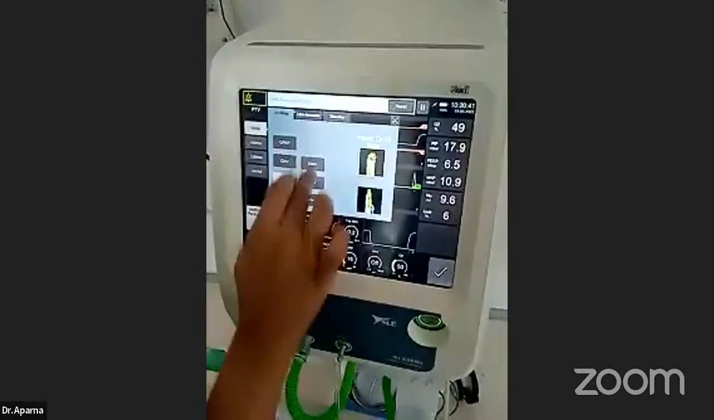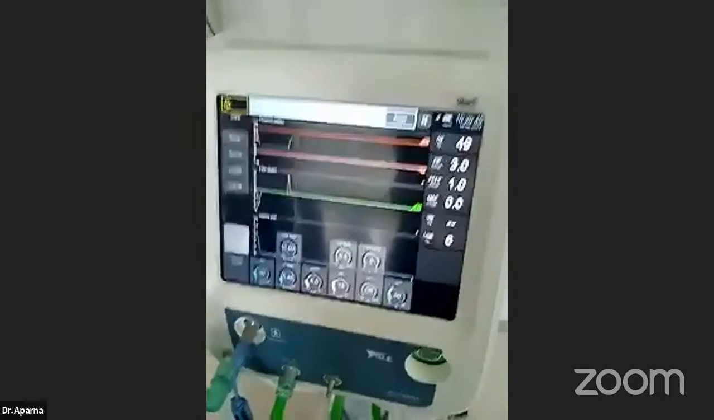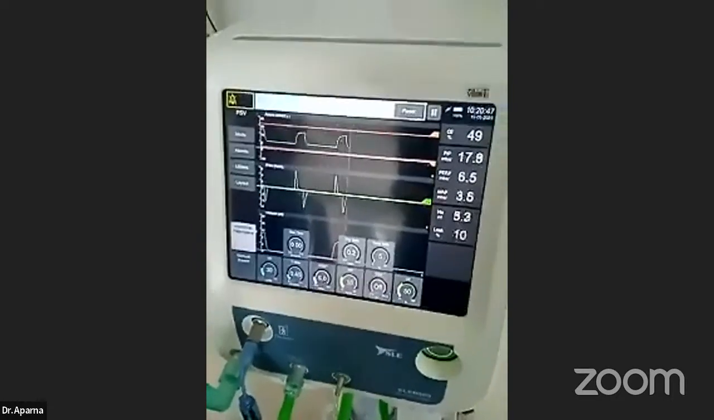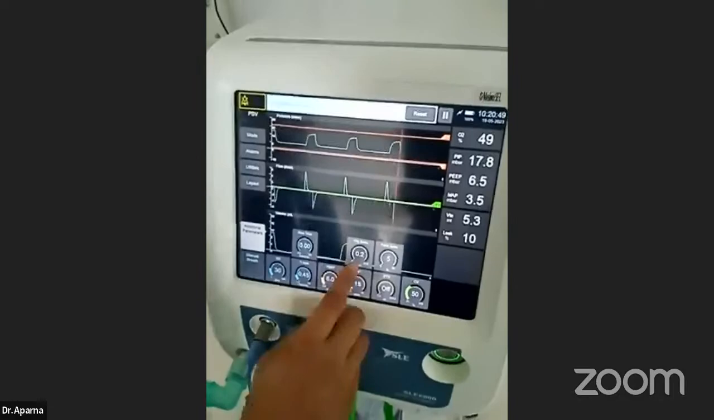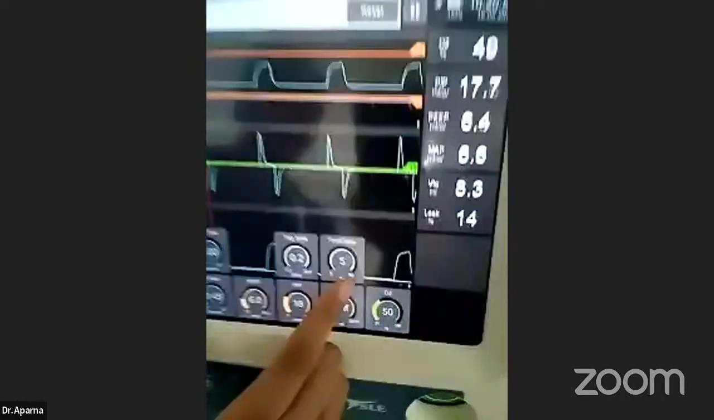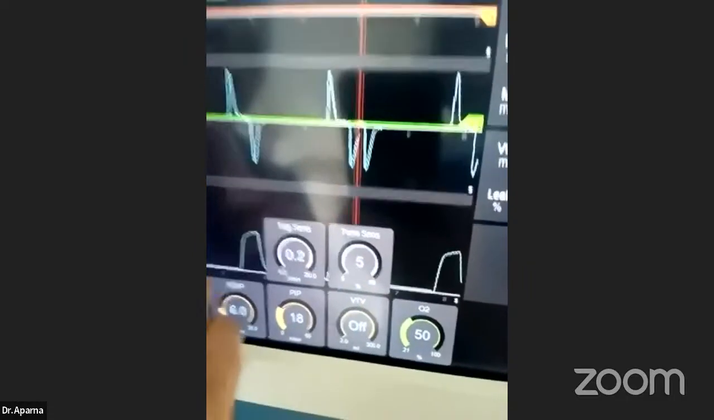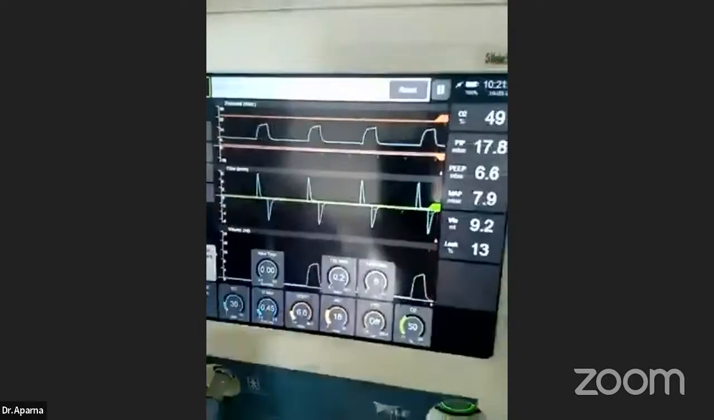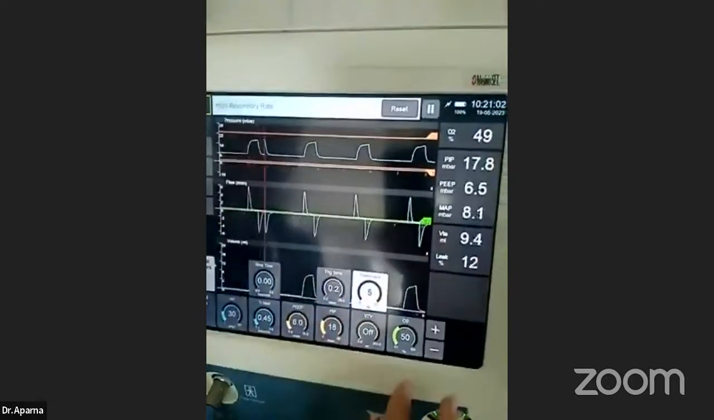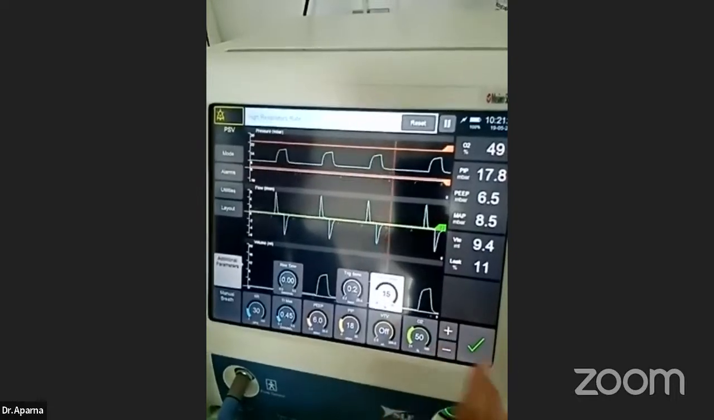Now if you go to pressure support ventilation, automatically it is going to ask you for this parameter called termination sensitivity. So termination sensitivity, as I told you, is the percentage of the peak flow rate at which we want the ventilator to cycle from inspiration to expiration. So let's say we set it at 15%.